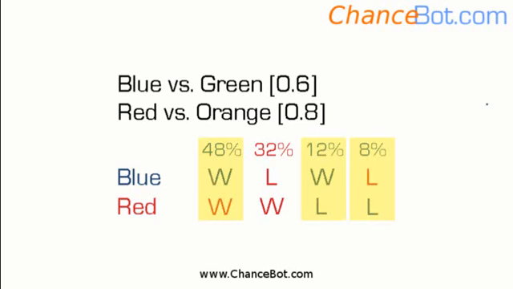So in this case, we end up with 3 ways that blue can make the playoffs. Both teams win, both teams lose, or blue wins and red loses. And that totals to 68%. The only way that red can make the playoffs is if they win and blue loses.